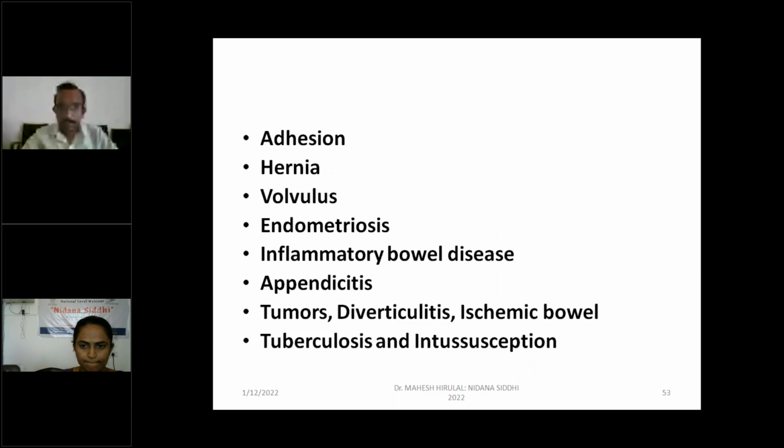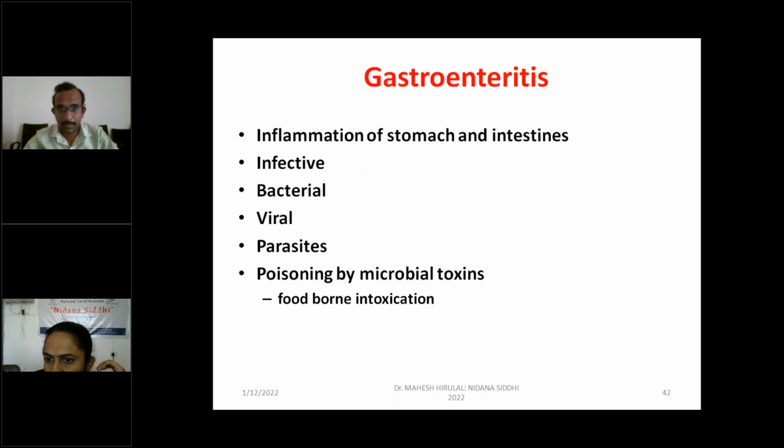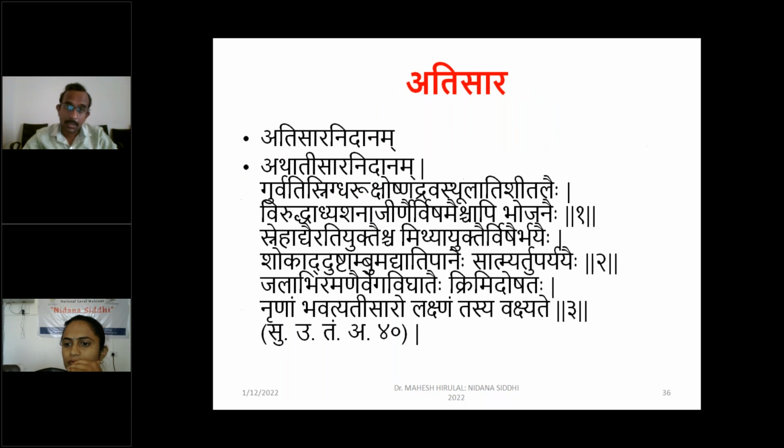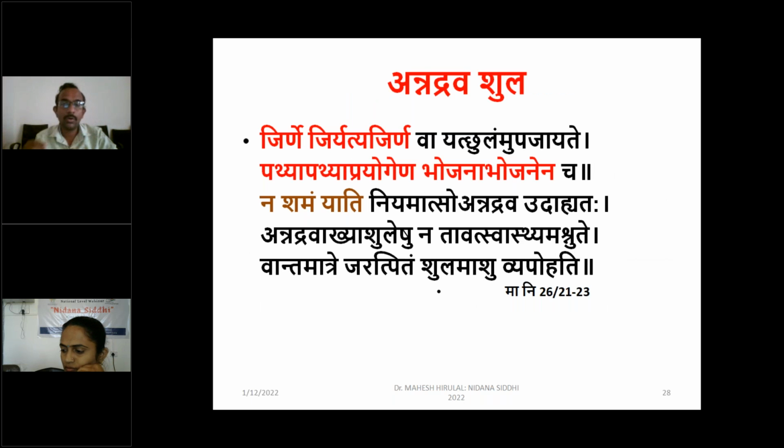See, in Annadravashula, it is from the Upashaya and Anupashaya. In the Nidana Panchaka, we have the Upashaya and the Anupashaya. The Annadravashula will be irrespective of Bhojana, Abhojana, Pathya or Apathya. So when you take the history of the Parinamashula or Annadravashula, if the person is not relating the pain with Bhojana or Abhojana, the person will tell that if I take the food or if I don't take the food, the pain is continuous, then it is the Annadravashula.